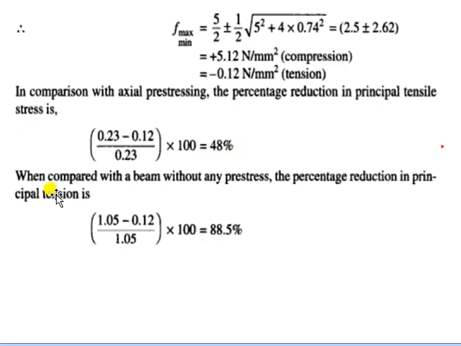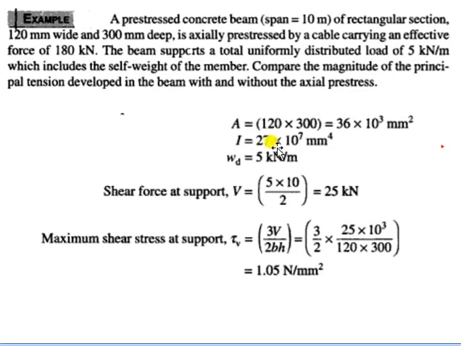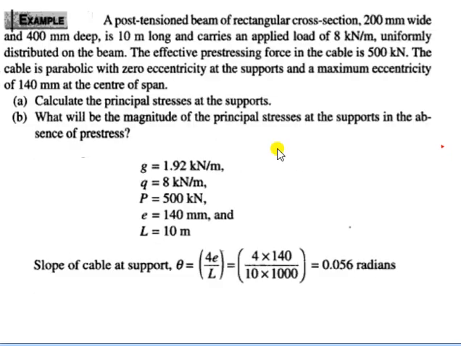Similarly, when compared with a beam without any pre-stress, the percentage reduction in principal tension is 1.05 minus 0.12 divided by 1.05, which is equal to 88.5%. This also we have calculated in the previous problem. You can see 0.23 and 1.05. So we are comparing these values, the values of the straight cable, with the values of the curved cable.